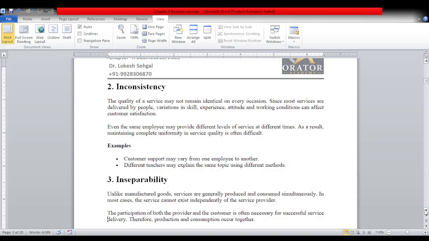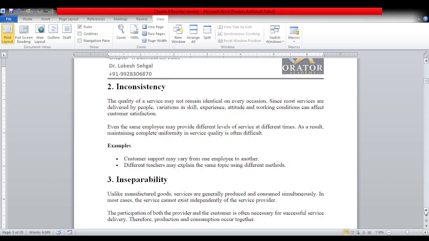A product might be identical, in the same shape, same size, same color, but your service cannot be in any color or shape. You can just feel the standard of the service, but it will not be consistent. Even if you visit a particular hotel and order a particular food in a restaurant, the second time you visit that hotel, there will definitely be a variation in the quality of the services. So there is definitely inconsistency in the service you receive from a particular service provider.